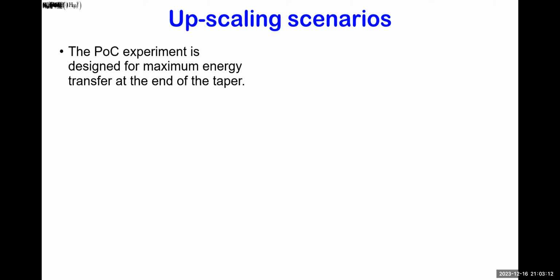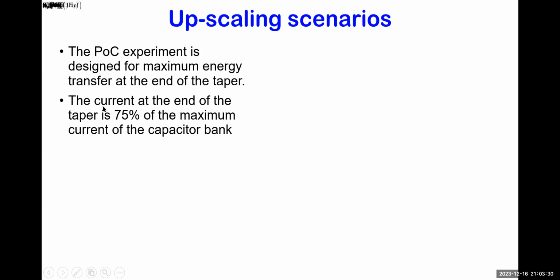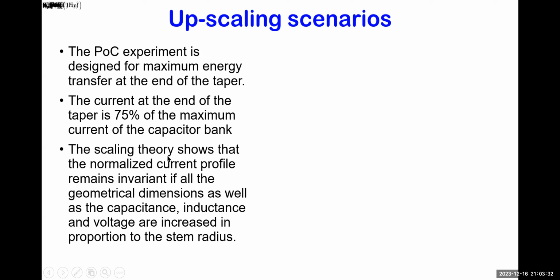The POC experiment is designed for maximum energy transfer at the end of the taper, which we already saw that the current is already 75% of the maximum current which the capacitor bank is theoretically capable of giving. So the scaling theory shows that the normalized current profile remains invariant if all the geometrical dimensions as well as the capacitance, inductance, and voltage are all increased in proportion to the stem radius.